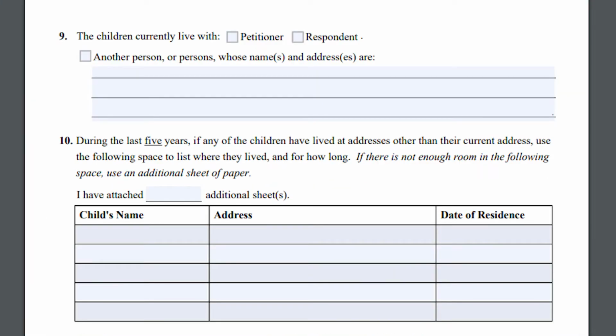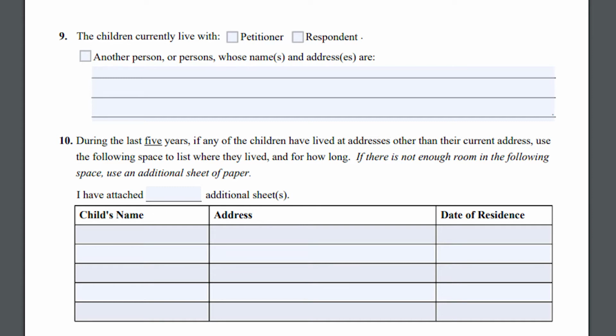Now, question 9 asks where the children currently live. Now, if they currently live with you as the petitioner, you will check that. If they currently live with the respondent, that's the check mark you will place. However, in certain situations, if the children are with another family member or another person entirely, then you will check the third box next to another person and you will write out who it is that they're living with as well as their address.